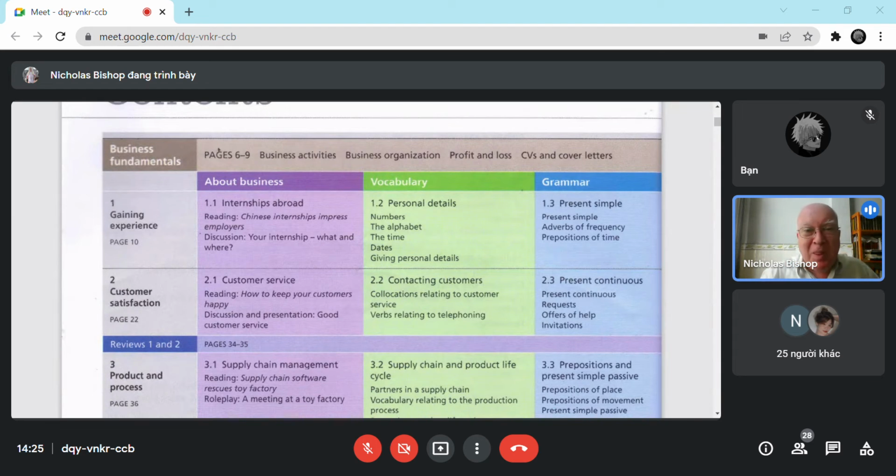So why am I talking about that? Okay, because if you look in the book, you get some ideas. And the most important one, in the introduction before Unit 1, the introductory section called Business Fundamentals, the most important thing is CVs, resumes, and cover letters.